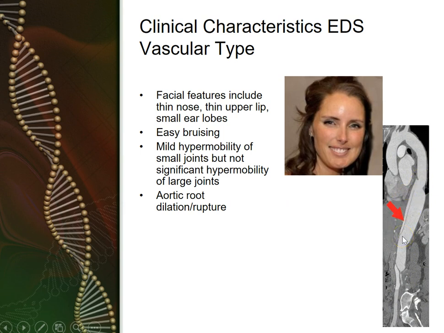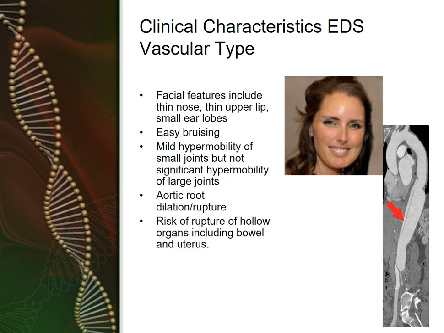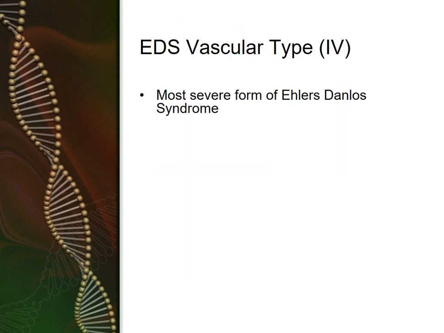The aorta is, whenever the heart beats, all the blood goes into the aorta. And this needs to have normal strength to stretch, to go back and forth. And in the case of vascular type EDS, it can actually rupture under all that pressure. There's also risk of rupture of hollow organs, including the bowel and the uterus. And in fact, there's a risk of pregnancy rupture of 5.2%, which is a pretty large number.